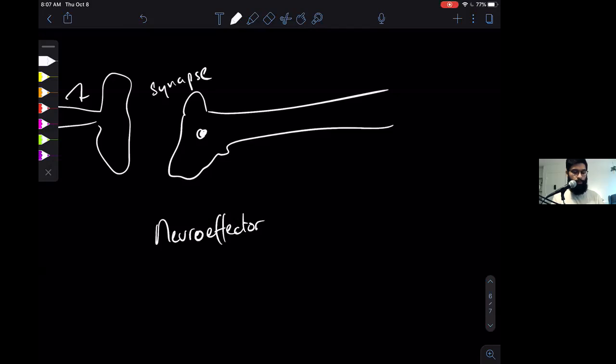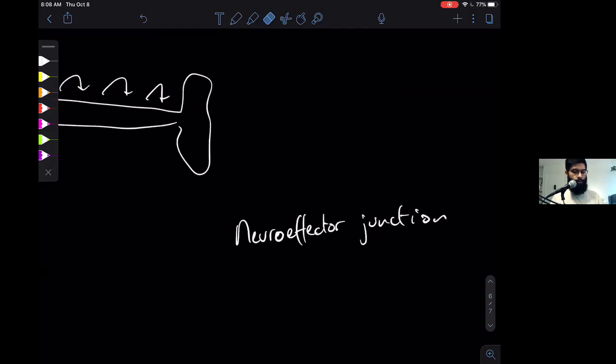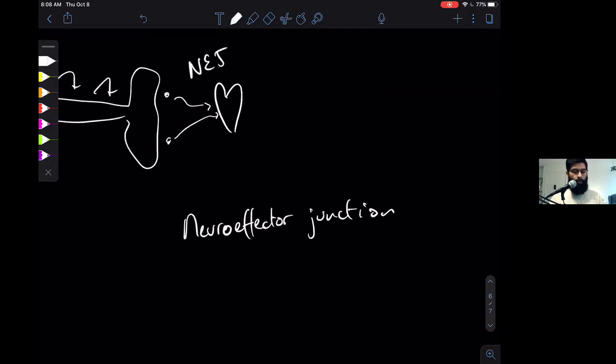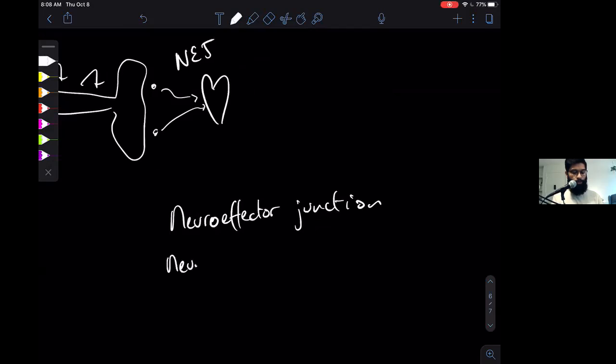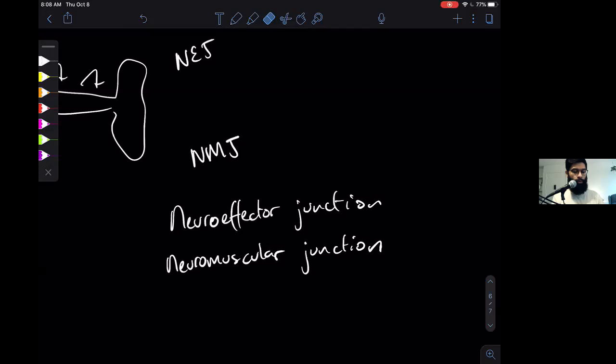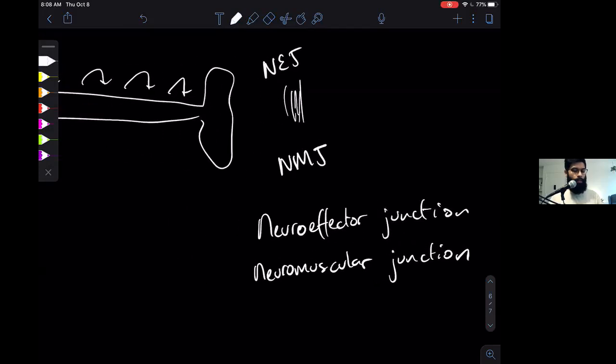effector junction. So let's say that the first nerve goes and synapses onto your heart, right? Right here, where this guy releases his neurotransmitters and that goes and acts on the heart, this is going to be called the neuroeffector junction, sometimes shortened to NEJ. Specifically for muscles, it'll be called the neuromuscular junction. Hopefully you're not falling asleep just yet. I know some of this is super basic. And this will be shortened to NMJ. And so maybe this will synapse onto your skeletal muscle somewhere. What a beautiful picture of muscle.